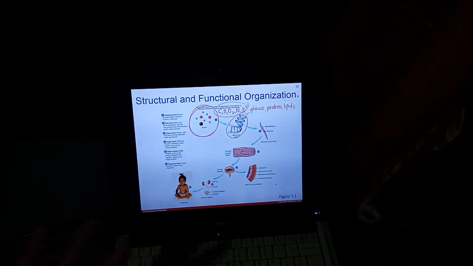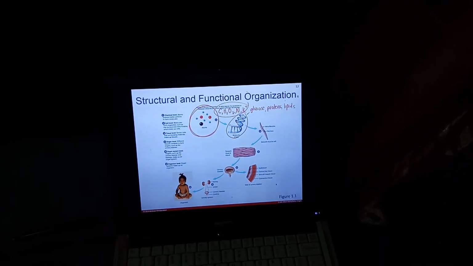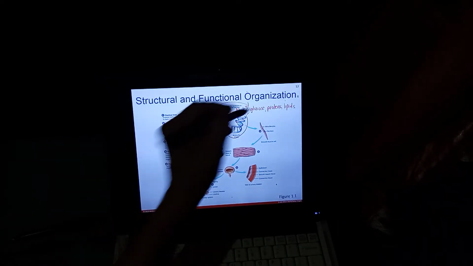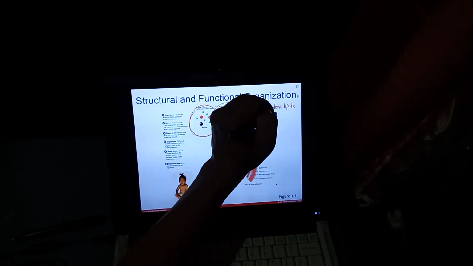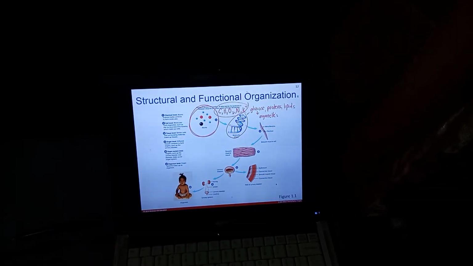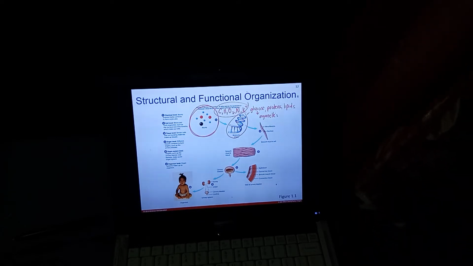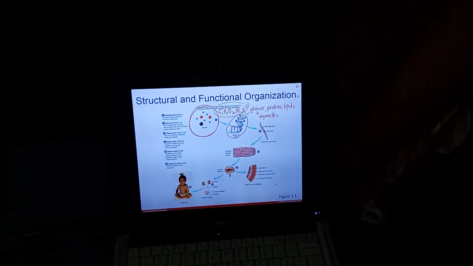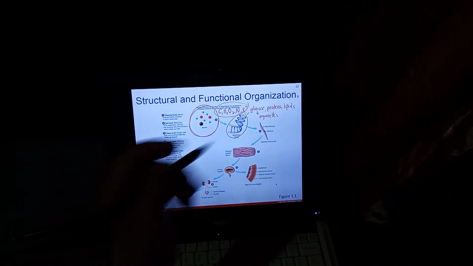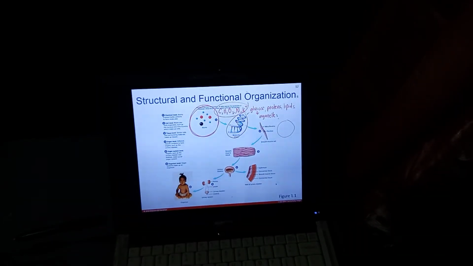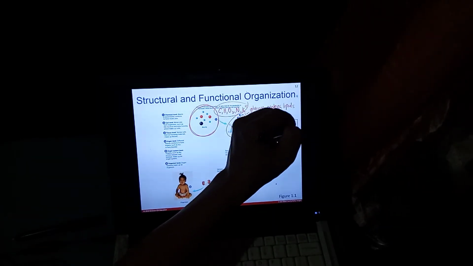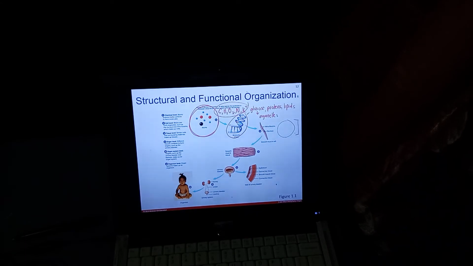Then, when different molecules are put together in an arrangement, you will form organelles. When you look at the organelles, they have distinct parts. By simply looking at the cell, we have the outer boundary of the cell.